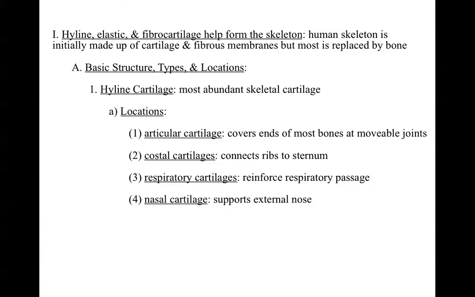Hyaline cartilage is the most abundant. So I talked about the articular cartilage, the costal cartilages. Didn't say anything about respiratory cartilages, but I did talk about the nasal cartilage for the external nose. Respiratory cartilage, you have your trachea, which has C-shaped rings of hyaline cartilage. They are there to keep the trachea open. Next semester we'll cover this, but you have to keep your trachea open, in and out of your lungs, so they're very, very important.